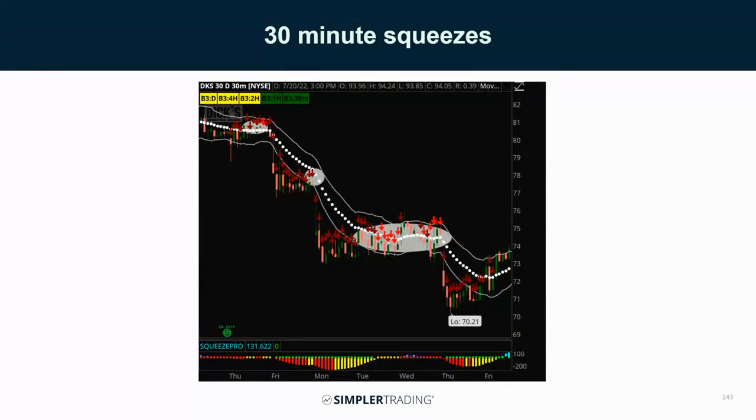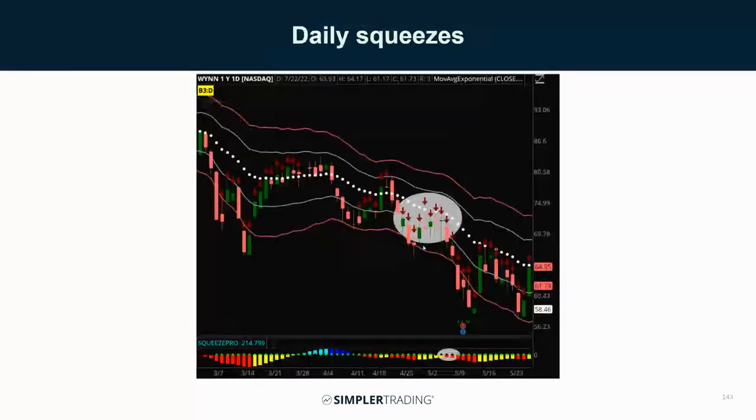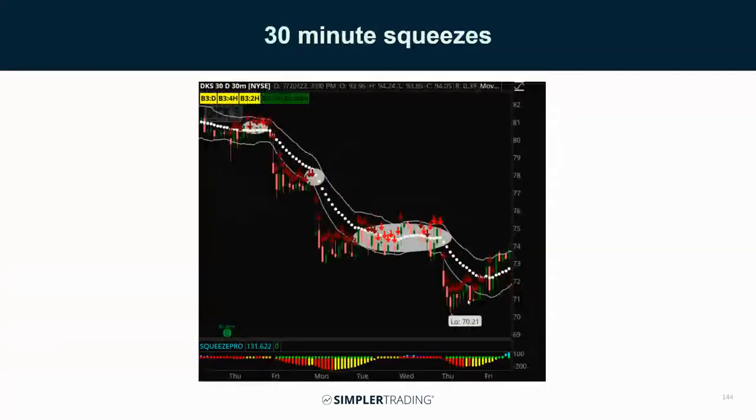Dick's Sporting Goods, 30-minute squeeze, 30-minute sell signal, right? Time and time again. That makes for a great flush to -2 ATR on the 30-minute chart. Daily squeeze, daily sell signal, short at the 21. That makes for a good trade for a flush down to -2 on that time frame.